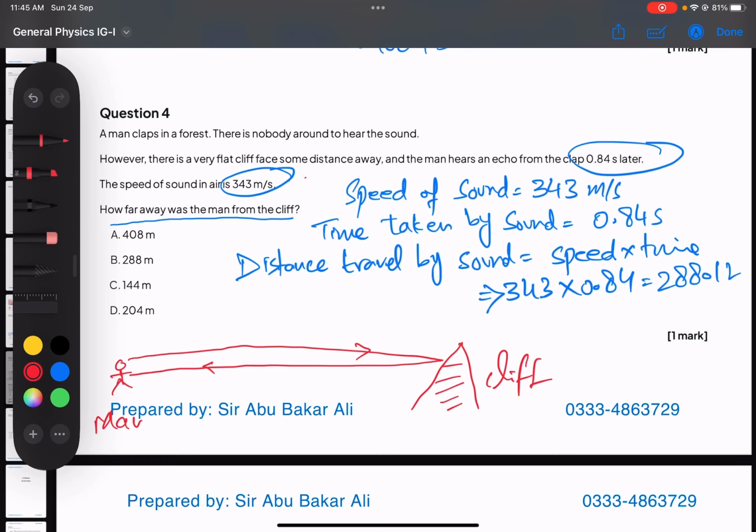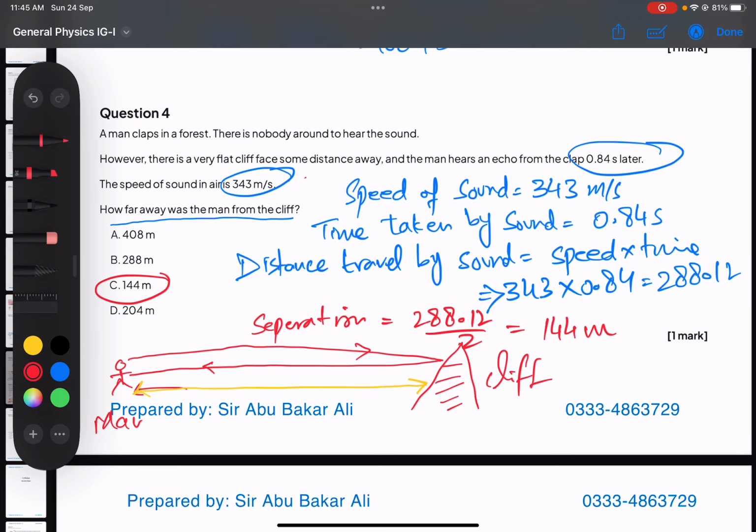So that was the distance by the sound waves. What we need is a one-way distance, and the sound traveled twice the distance of that one. So we have to divide this distance traveled by the sound by 2. So separation will be 288.12 divided by 2, that will give you 144 meters. It's option C.